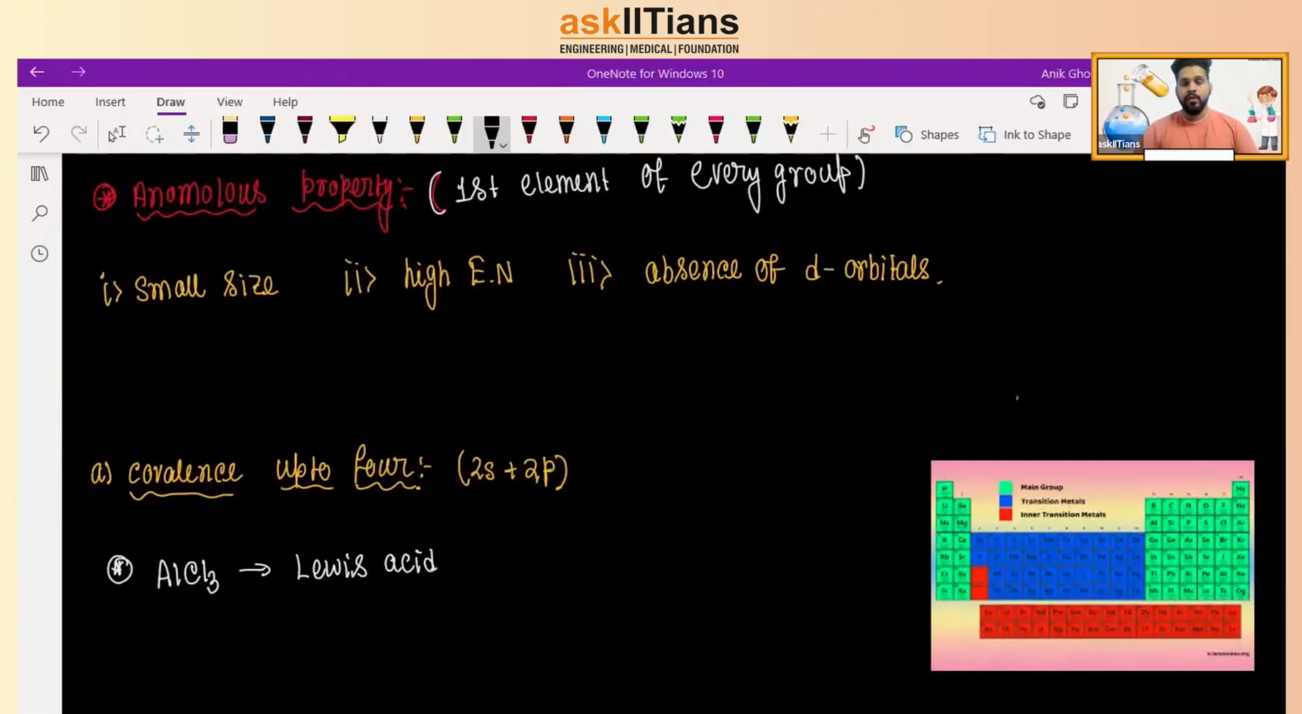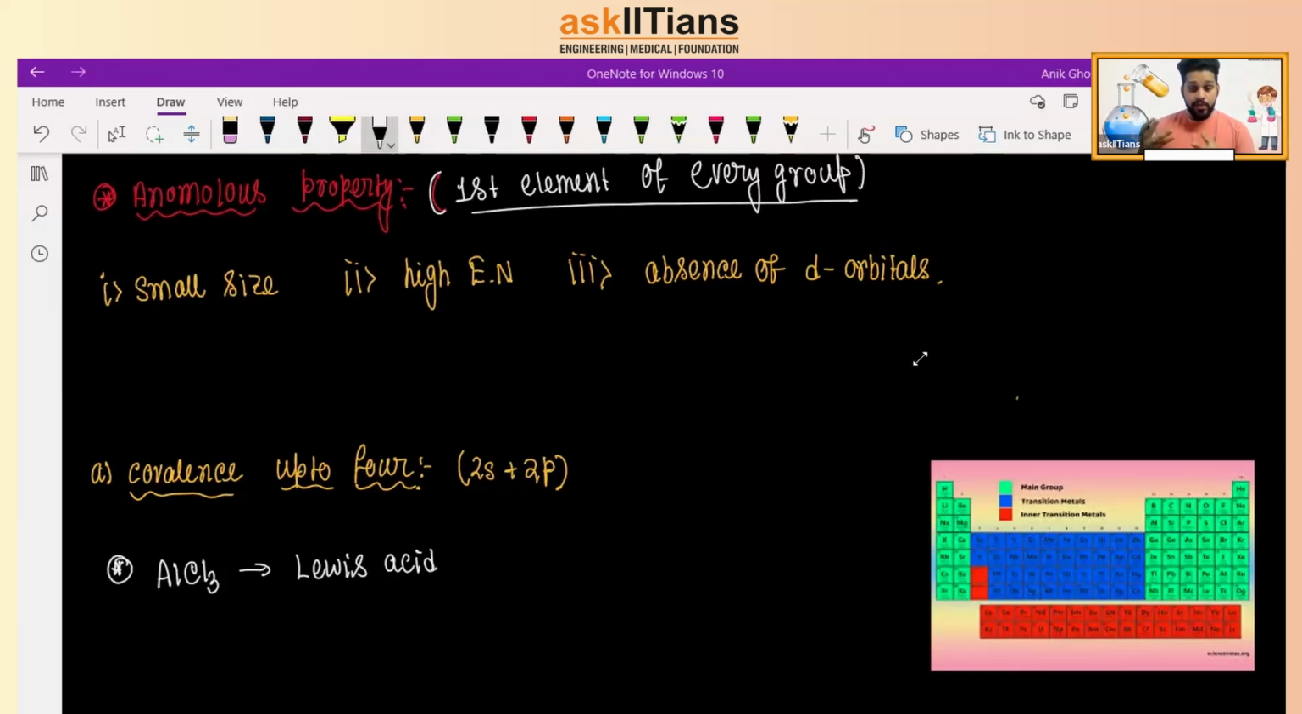Okay, guys, so now we are going to move on to the next topic, which is the anomalous property. Now, as you can see, it is written over there that it is being shown by the first element of every group. Now, what can probably cause this? First, we have to understand that we are talking about this anomalous property not only for group 13. I'm talking about the anomalous property of group 13, 14, 15, 16, 17, even 18, right? In all these groups, we get to see this anomalous property happening.